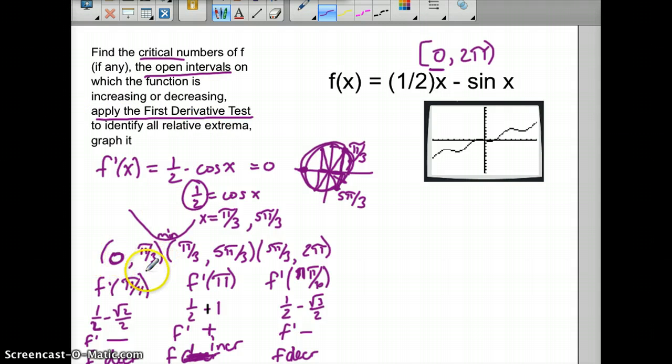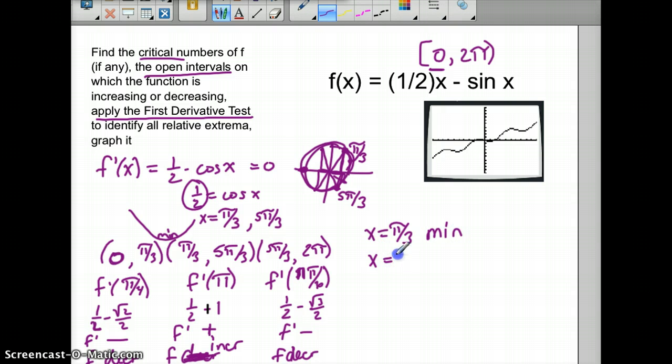So since the derivative changes sign at pi over 3, since the derivative changes from negative to positive, or think about it this way, because the function changes from decreasing to increasing, the first derivative test says that that is a minimum.